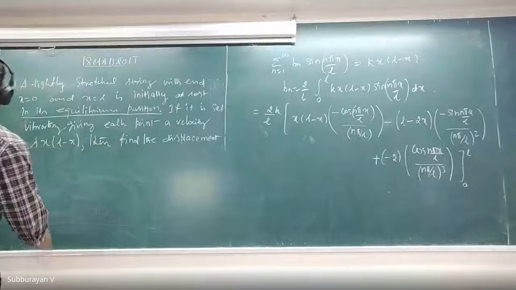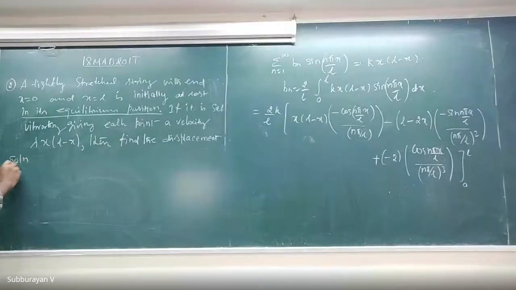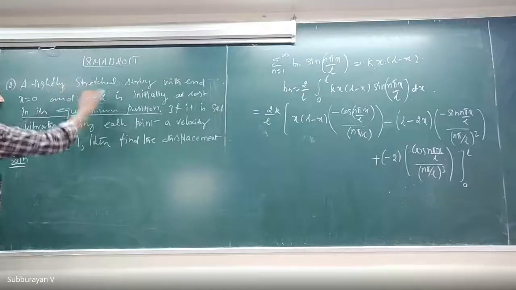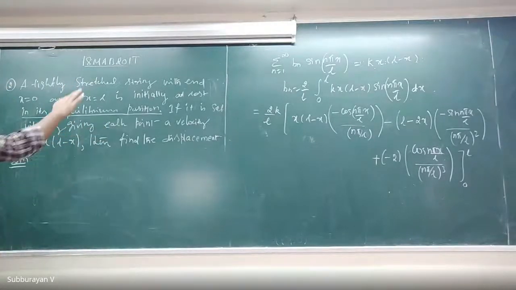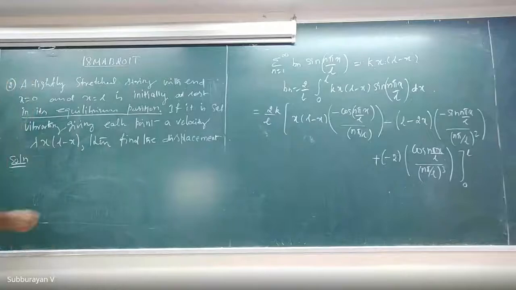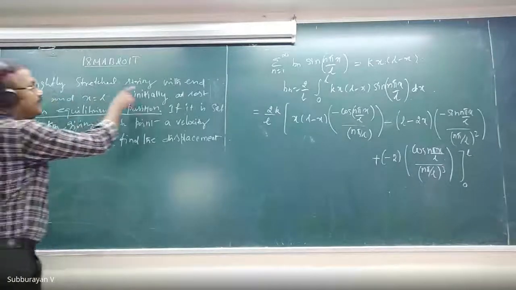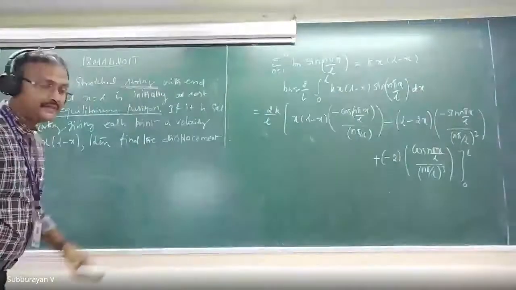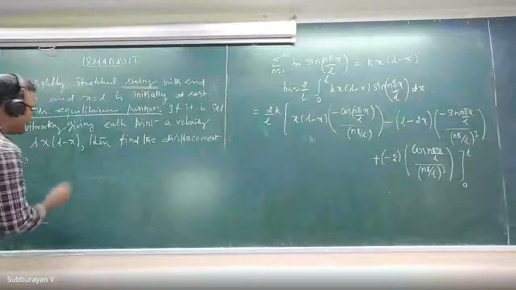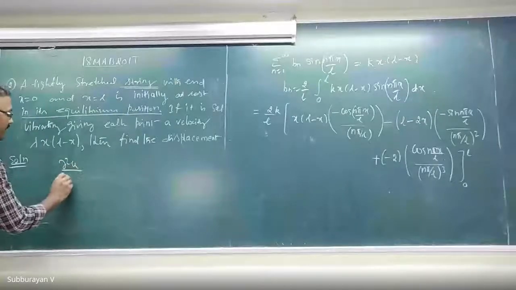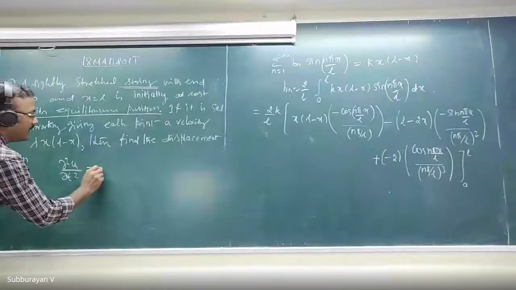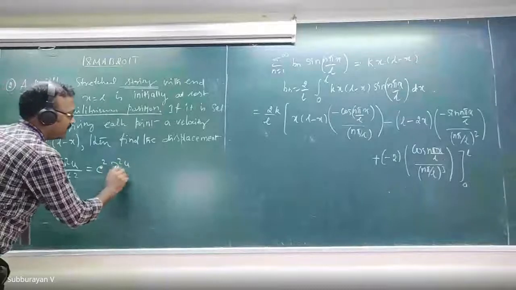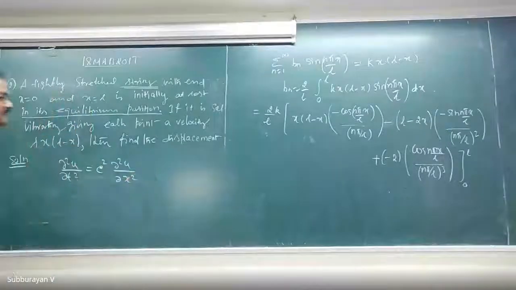Okay, now the solution. What is the solution? First we have to write down the mathematical problem for this statement. As I told you, this is a string problem, and this gives a clue. Therefore, first you have to write down the string equation: dou square u by dou t square equals c square into dou square u by dou x square. This is the string equation.